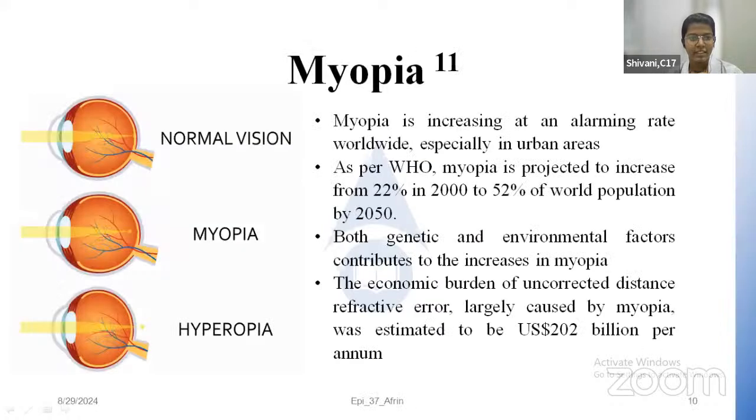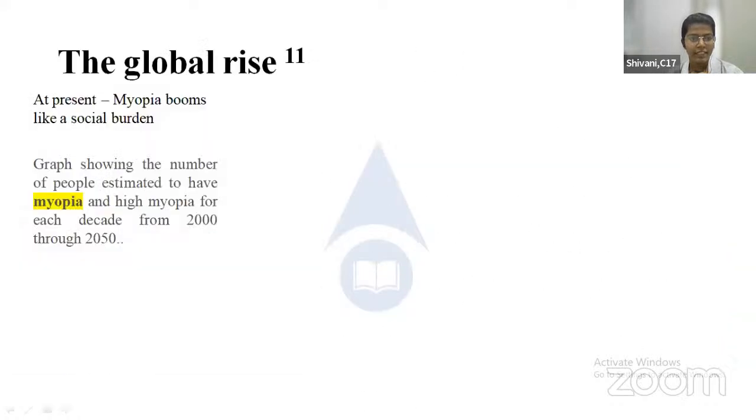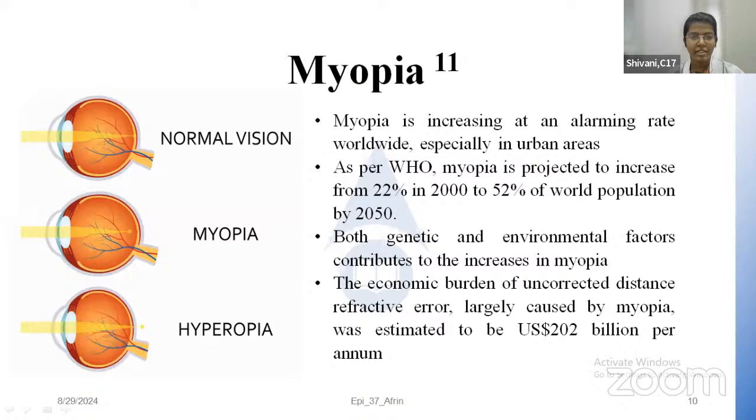The global rise. At present, myopia looms like a social burden. The graphical representation shows the number of people estimated to have myopia and high myopia for each decade from 2000 through 2050. Myopia is increasing at an alarming rate worldwide, especially in urban areas. As per WHO, myopia is projected to increase from 22% in 2000 to 52% of the world population by 2050.